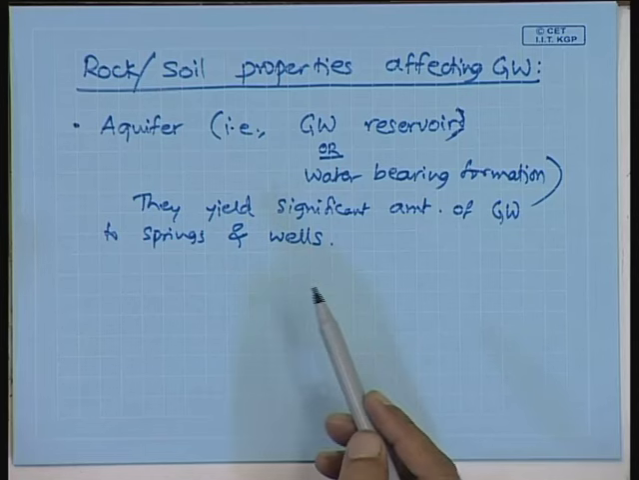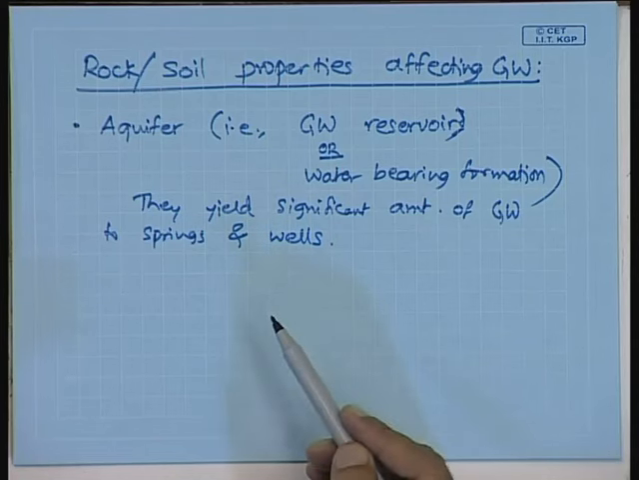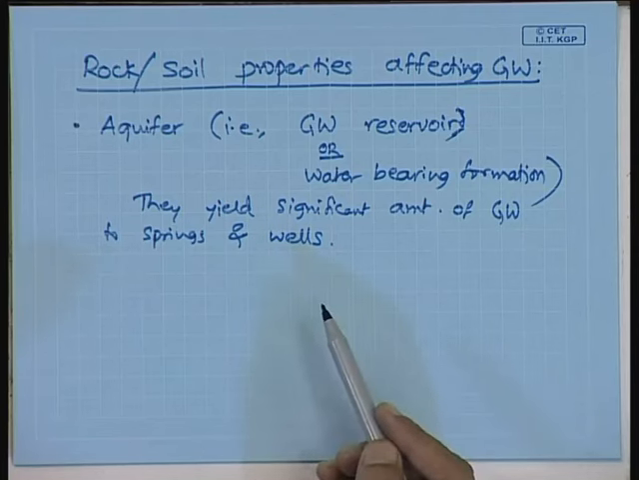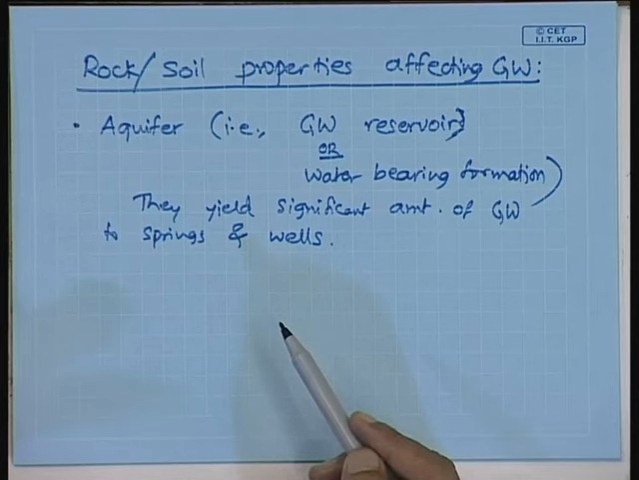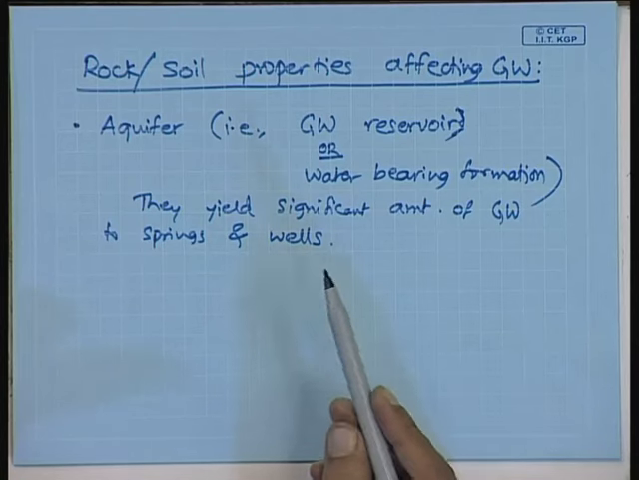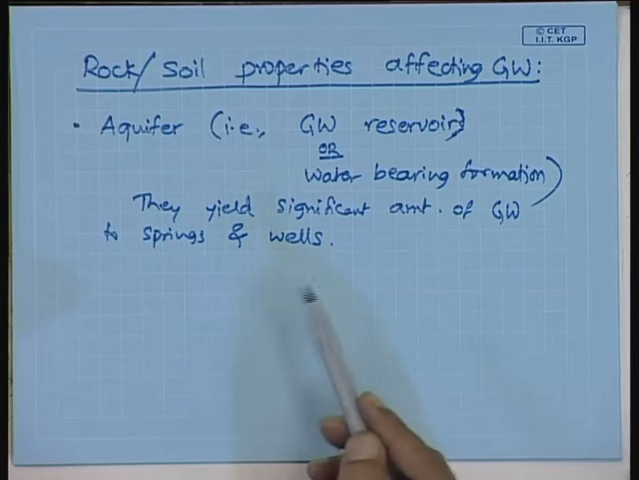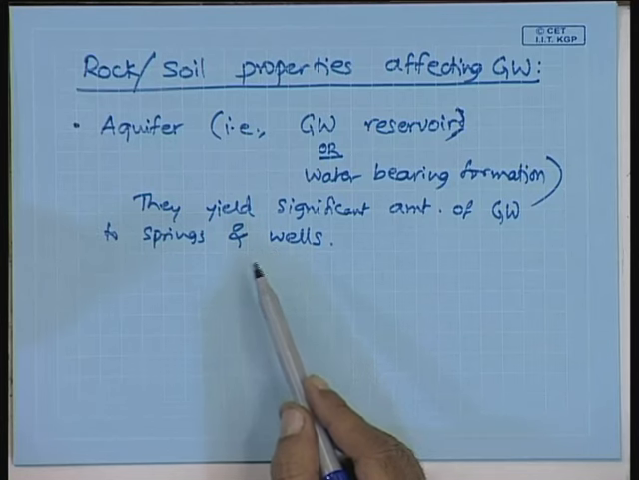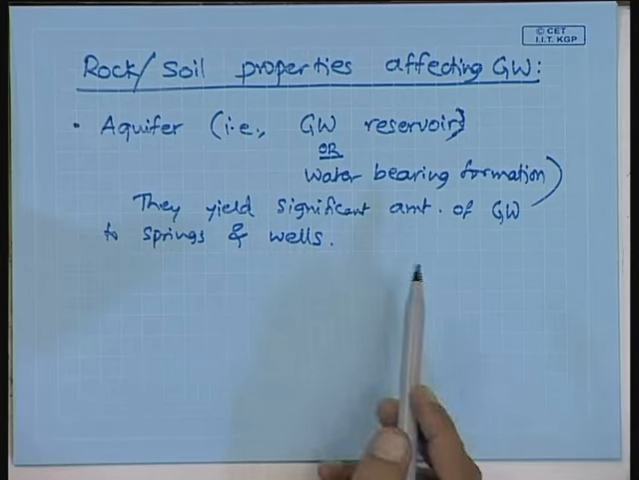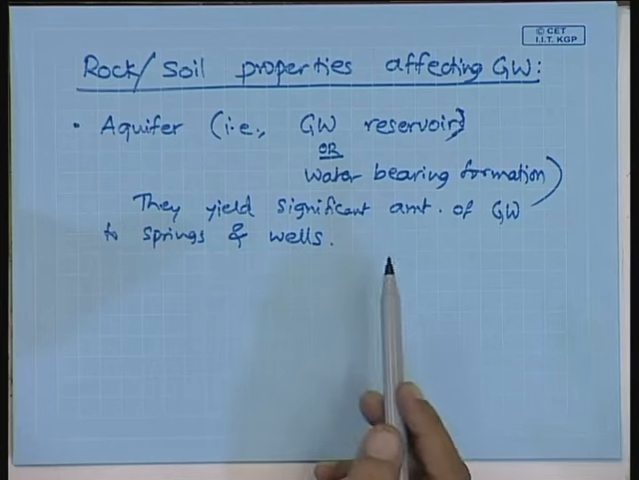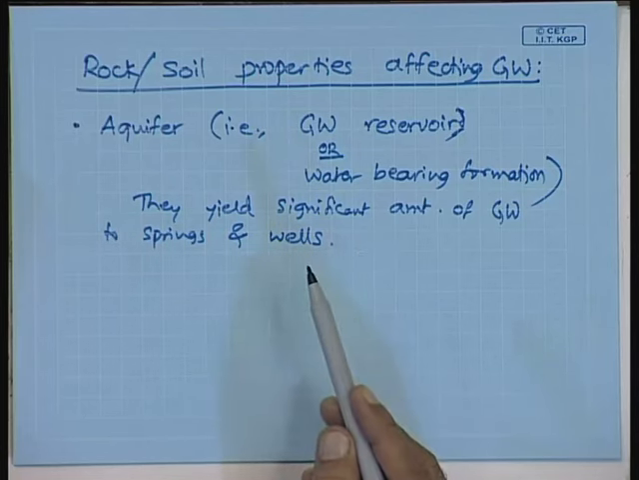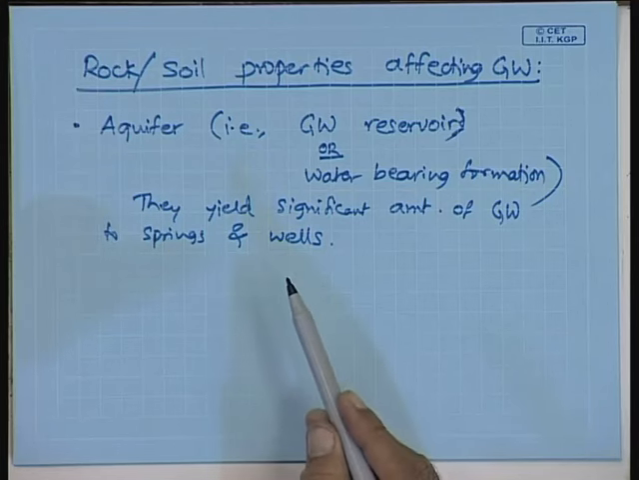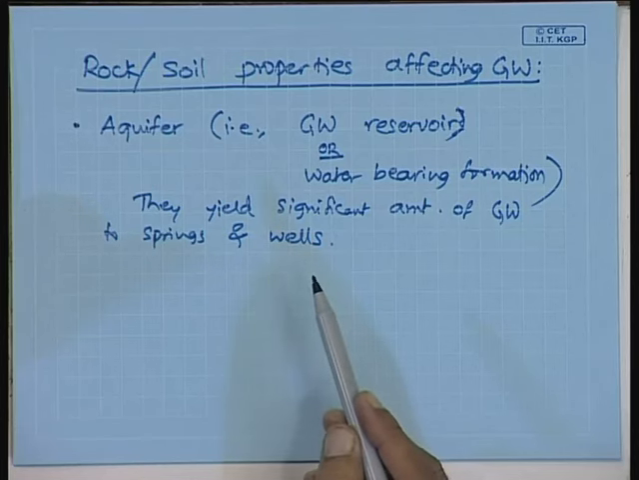in which the groundwater gets stored, and because of the hydraulic gradient, this groundwater also starts moving from a higher head to a lower head, wherever there is a slope or a gradient. So the groundwater starts moving and eventually these aquifers yield a significant amount of groundwater to various wells, which may be open wells or tube wells, or even to springs, where many small streams and other water bodies originate.